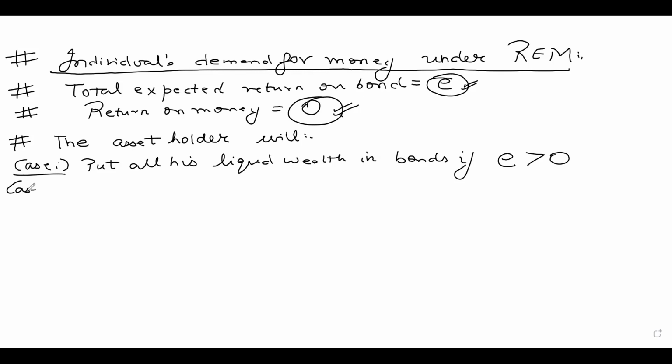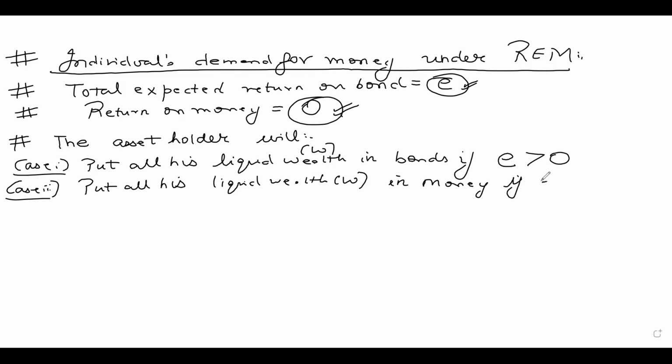Case 2: put all his liquid wealth, which is denoted by W, in money if the expected return on bonds is less than 0. If E is less than 0, that means the bondholder is going to put all his liquid wealth in money.